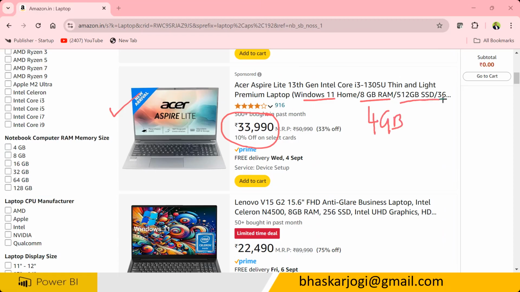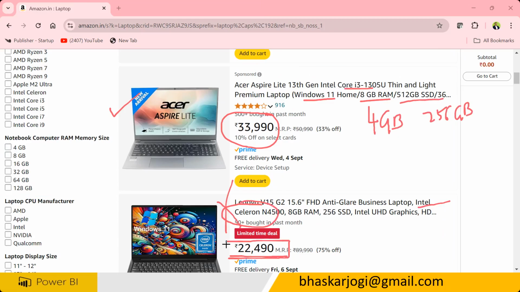512 GB hard disk. I need only 256 GB hard disk. That's it. Any processor you can have: Core i3, i4, i5, any processor. But don't buy Celeron processors. Never, never buy these. Celeron laptops are around 22,000 rupees.